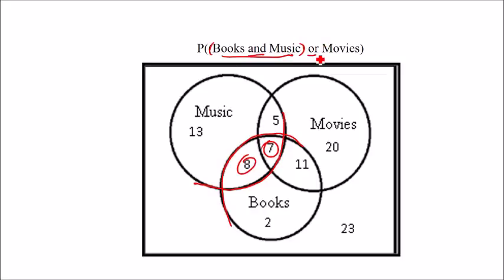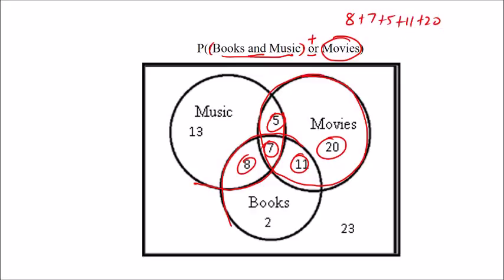For the or, think about it like you're adding to that anybody that's in the movie circle. So anybody that's in here. So I'm going to be adding in the 5, the 11, and the 20 to that. So I'm going to be adding up 8, 7, 5, 11, and 20. And that should give me a total of 51 out of 89 students. So the probability of books and music or movies would be 51 out of 89.